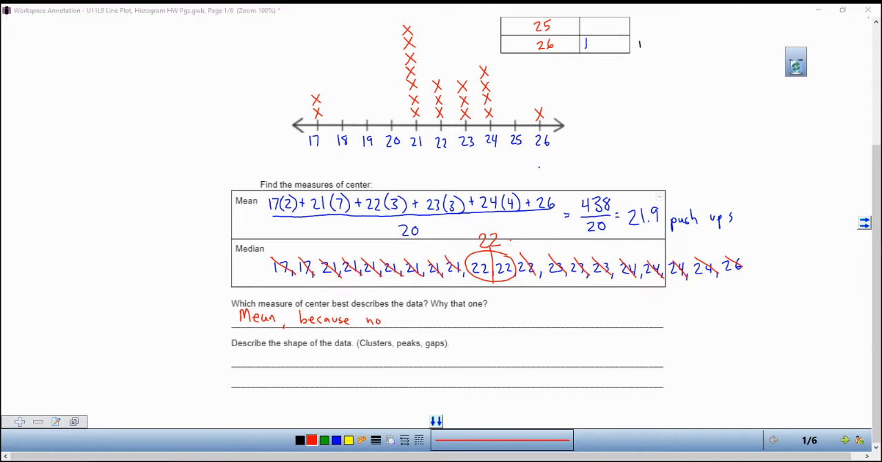Because there is no outlier. I'm just going to change the "no" to "because there is no outlier."